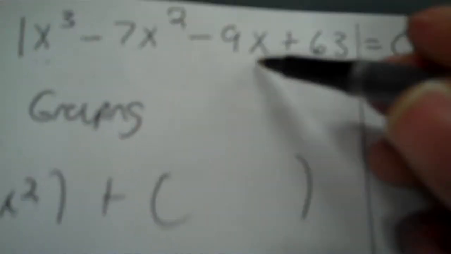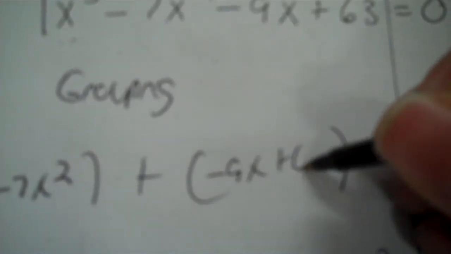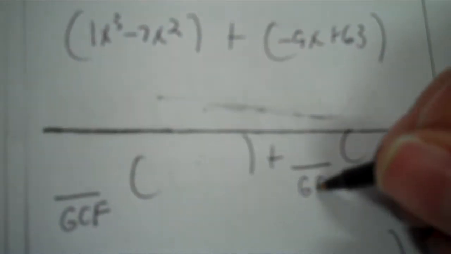So grouping. Parentheses plus parentheses, line, parentheses plus line, parentheses. Then little parentheses, big parentheses. Okay, so we have 1x to the third minus 7x to the second. Then we have negative 9x plus 63. Remember what these lines represent. They're the GCF from each of the binomials. Bi means there's 2. So you do your variable check. You have x to the second.